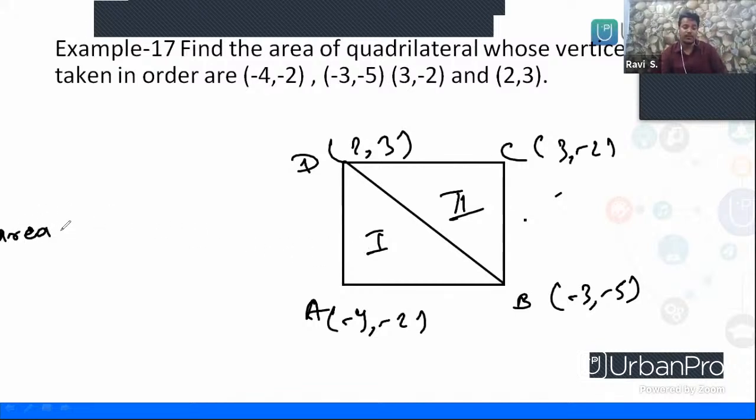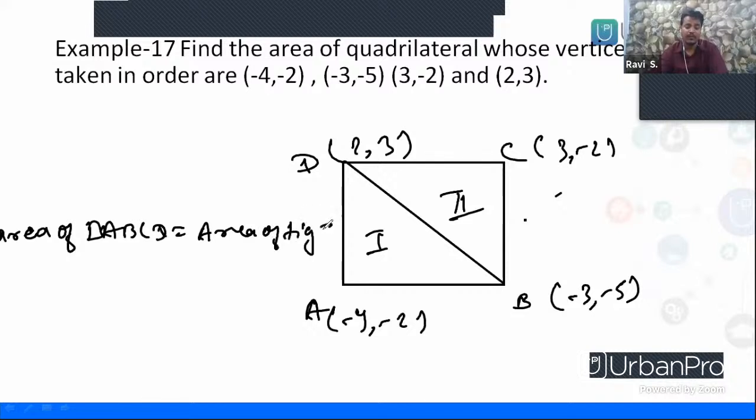So if you need to find out the area of quadrilateral ABCD, now just add these two areas. That is the area of figure 1 and the area of figure 2, guys. So find out the area of figure 1, and add it with the area of figure 2. You will get the area of this quadrilateral.